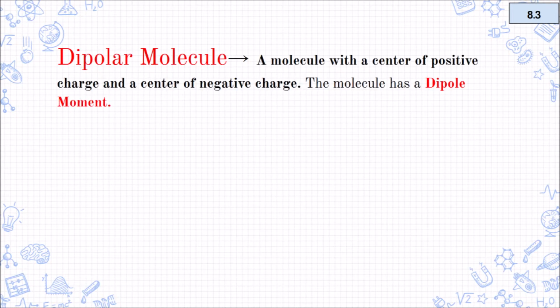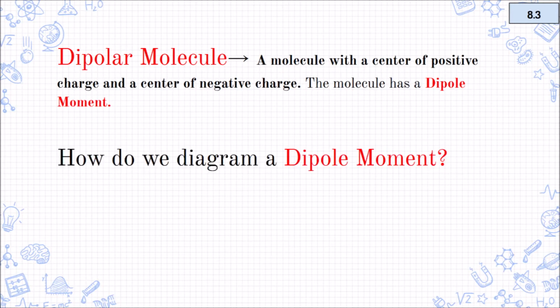A dipolar molecule is a molecule with an atom with a center of positive charge and another atom with a center of negative charge. This molecule is said to have a dipole moment. Di means two, and pole, well, there's a positive pole and a negative pole, two poles. How do we draw diagrams to indicate this dipole moment?